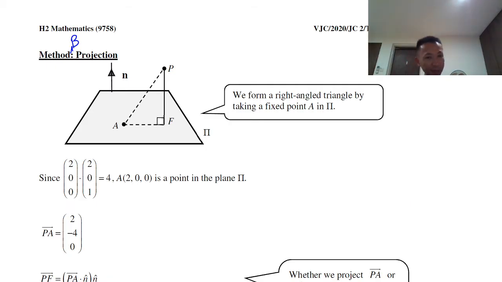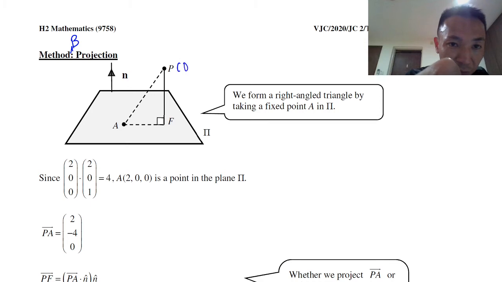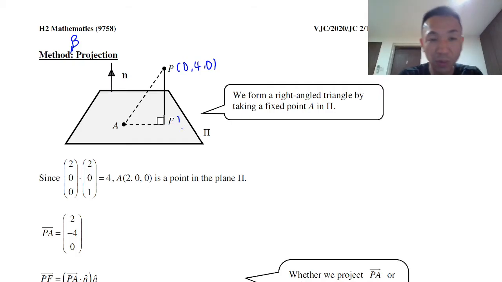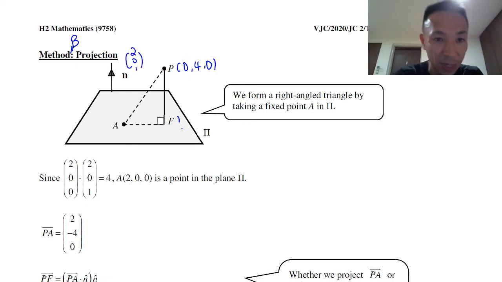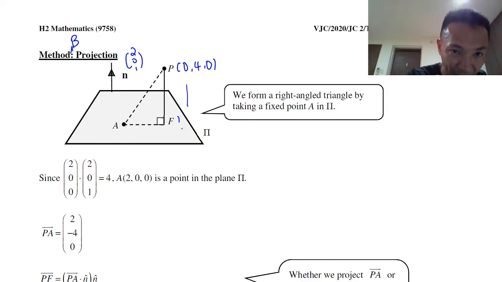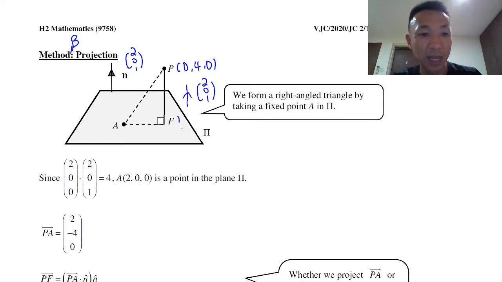Now let's take a look at the same diagram again. I have a point P, which is (0, 4, 0). I just want to know what F is. I know n is (2, 0, 1), correct? PF is parallel to (2, 0, 1), not a problem. I know this vector PF is parallel to (2, 0, 1). If I can randomly find a point A on the plane.